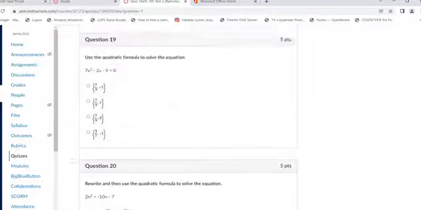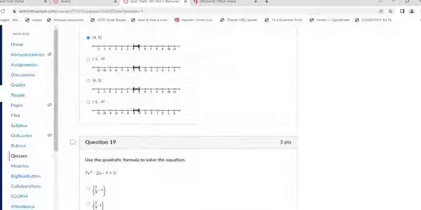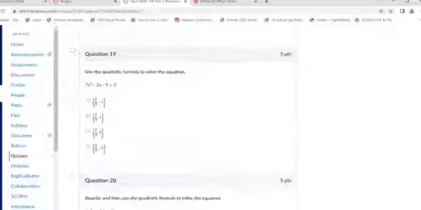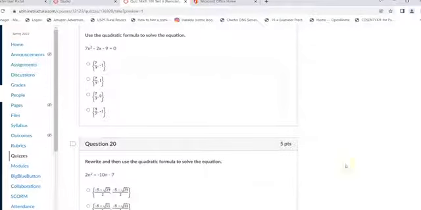Go back up. All right, so we did that one. We're almost at the end. Use the quadratic formula to solve that. So what are the zeros?